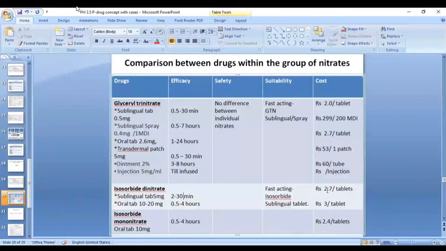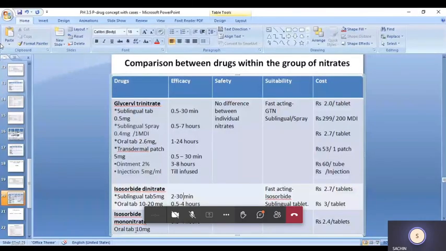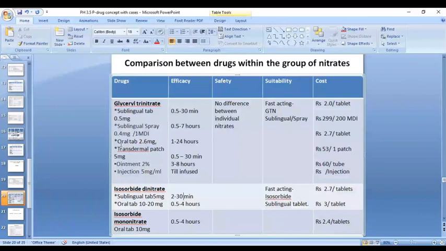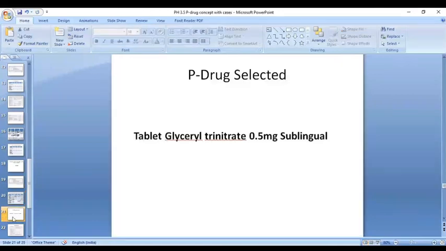So isosorbide mononitrate doesn't have any sublingual tablet, so it won't serve our purpose. Right? We want immediate relief for that particular patient, so sublingual or the spray would be useful. So from this we find that among the nitrates, glycerol trinitrate or isosorbide dinitrate would be the most suitable drugs. And based on the cost, glycerol trinitrate has everything similar: efficacy is good, safety is good, it is equally suitable as isosorbide dinitrate, and it is cheaper also. So that's why most of us would choose tablet glycerol trinitrate as a P drug or the P medicine or a personal medicine.